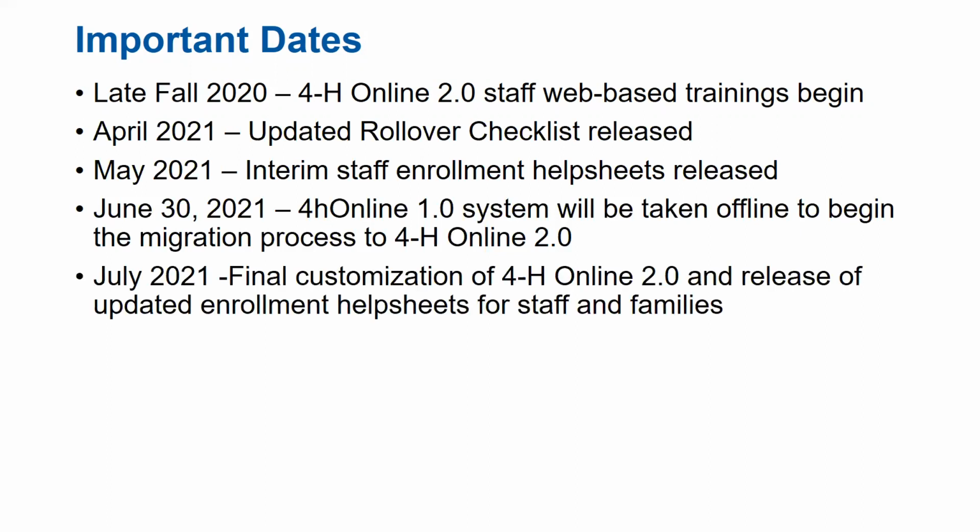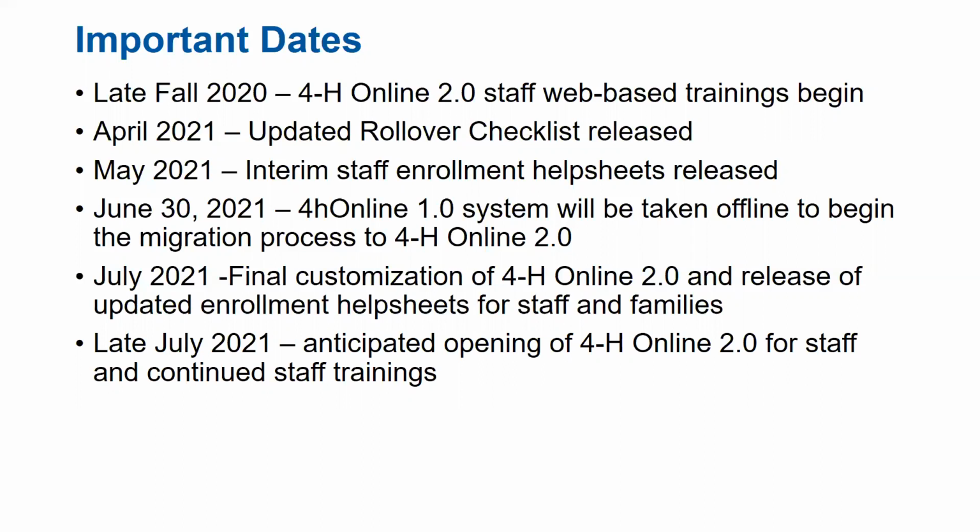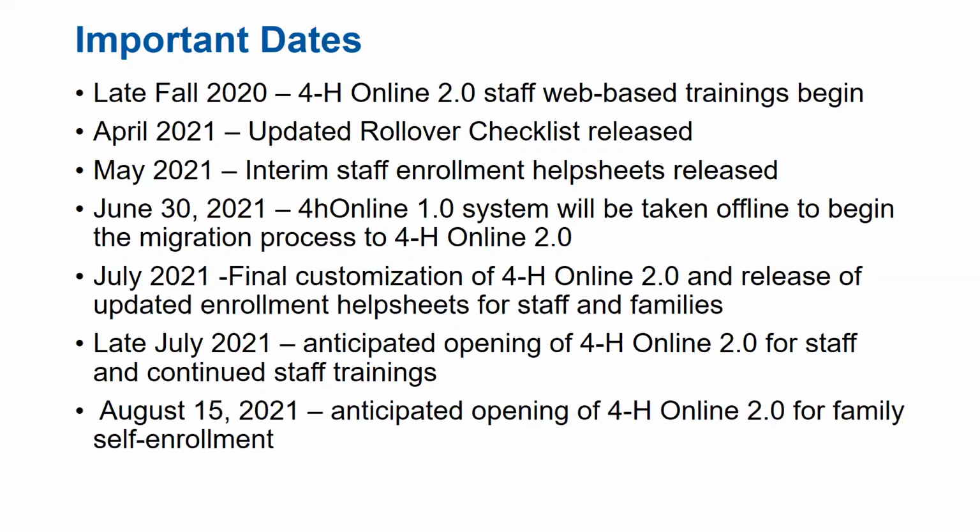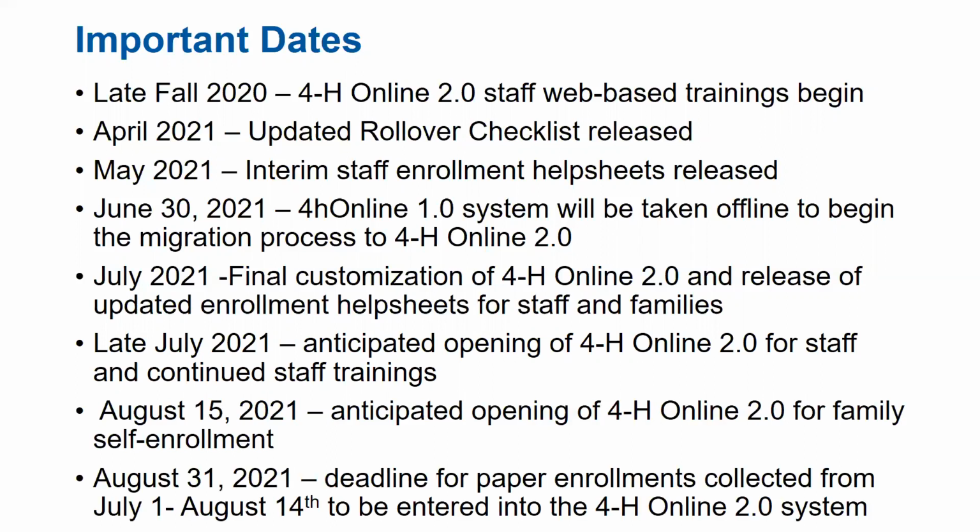In July, final system changes will be made and corresponding updates will be made in enrollment help sheets. Late July, we anticipate staff having access to 2.0. In August, we anticipate the opening of 4-H Online 2.0 for family self-enrollment. By the end of August, all paper enrollments from the interim period must be entered into the 4-H Online 2.0 system.